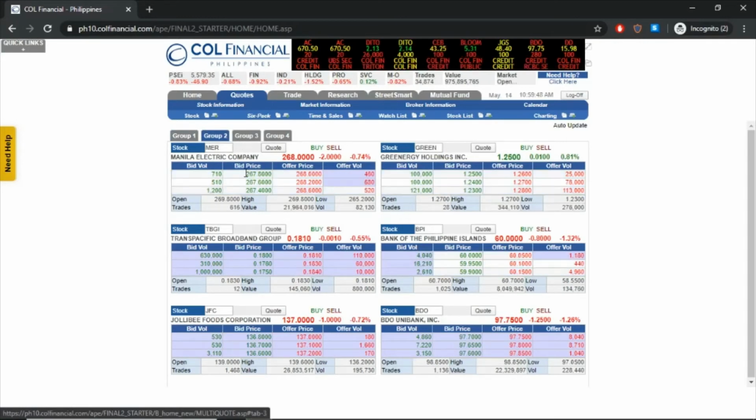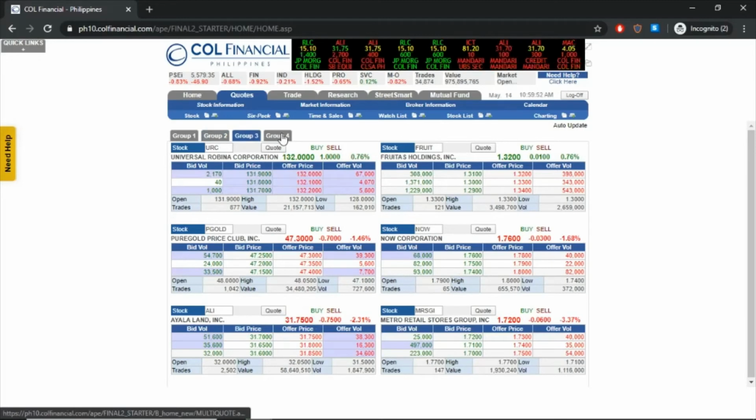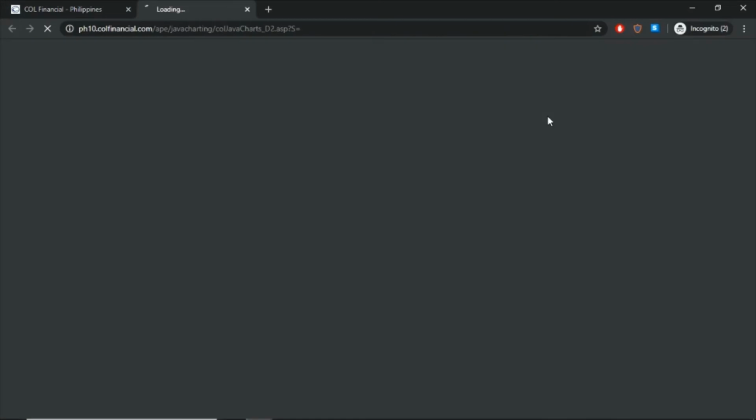What else? Here, Jollibee is 137. And Ayala Land, URC, fruit is going up. So if it's colored green, that means it's going up. So if I go to charting here, let me just show you some idea. I just want to give you some idea with regards to the performance of some of the stocks here.